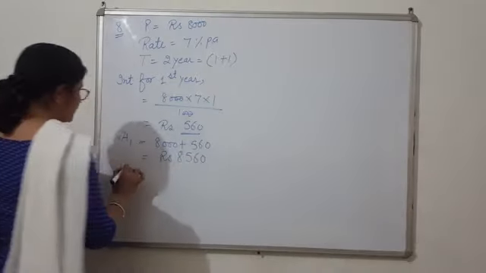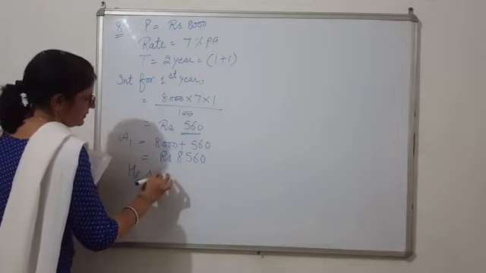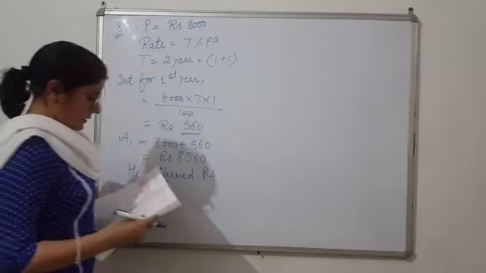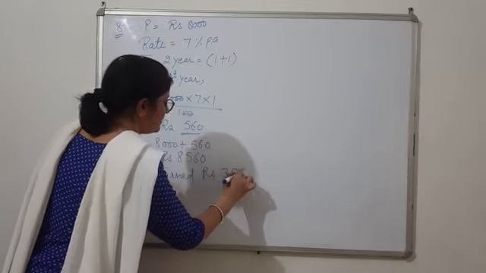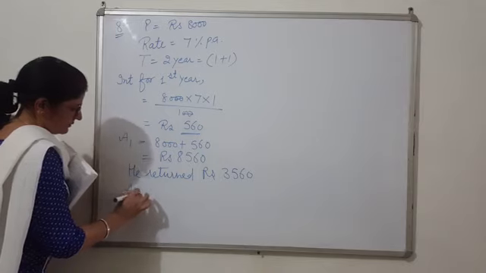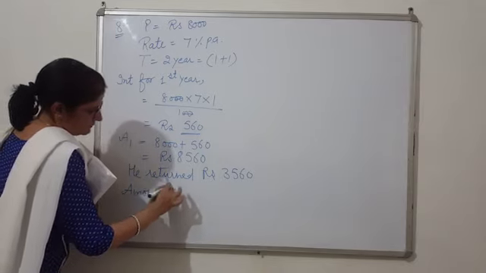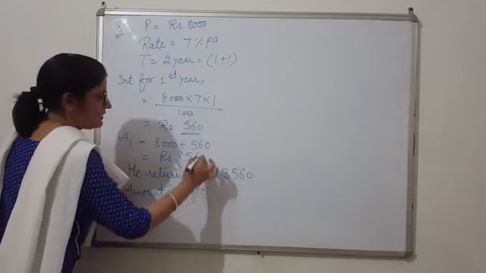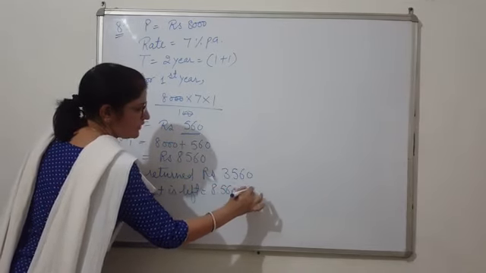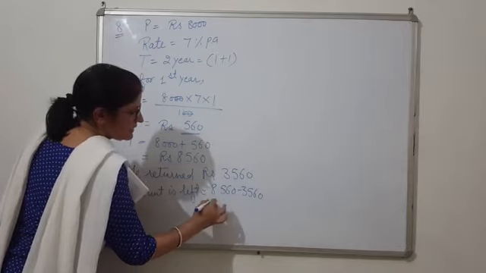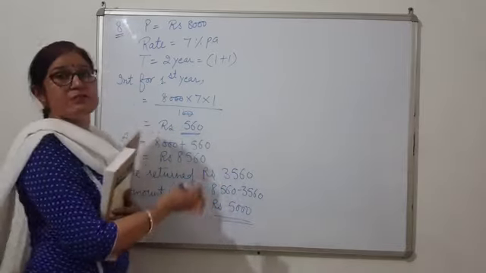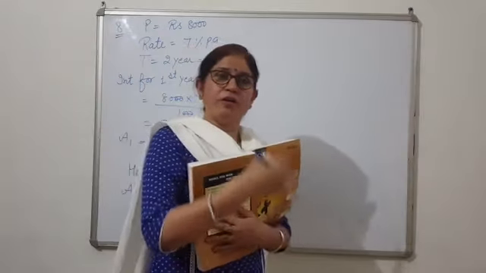So he repays, or he returned, rupees 3,560. Whatever amount is left, we will subtract both: 8,560 minus 3,560. We will get rupees 5,000. So this 5,000 rupees will be the principal for the next year.